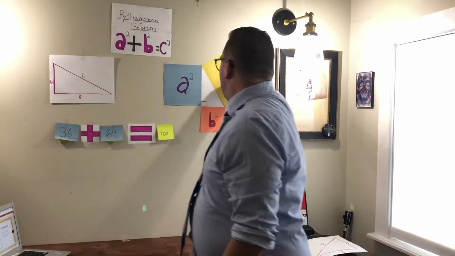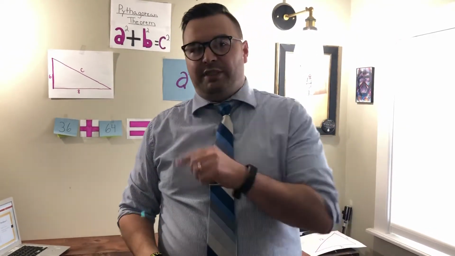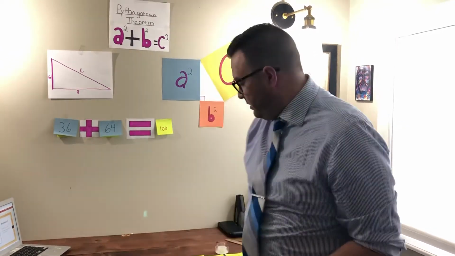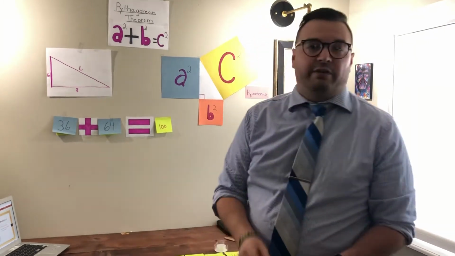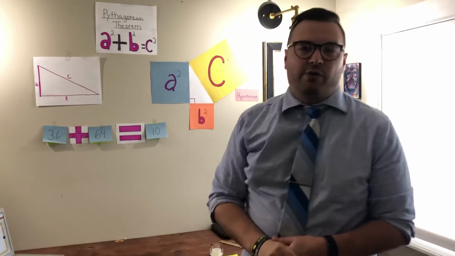Now, we're not done yet. We know that c squared, right here, is 100. Now we have to take the square root, which is the exact opposite. So what's times itself that equals 100? And if you figure it out, that's 10. 10 is your answer. 10 is C, okay?